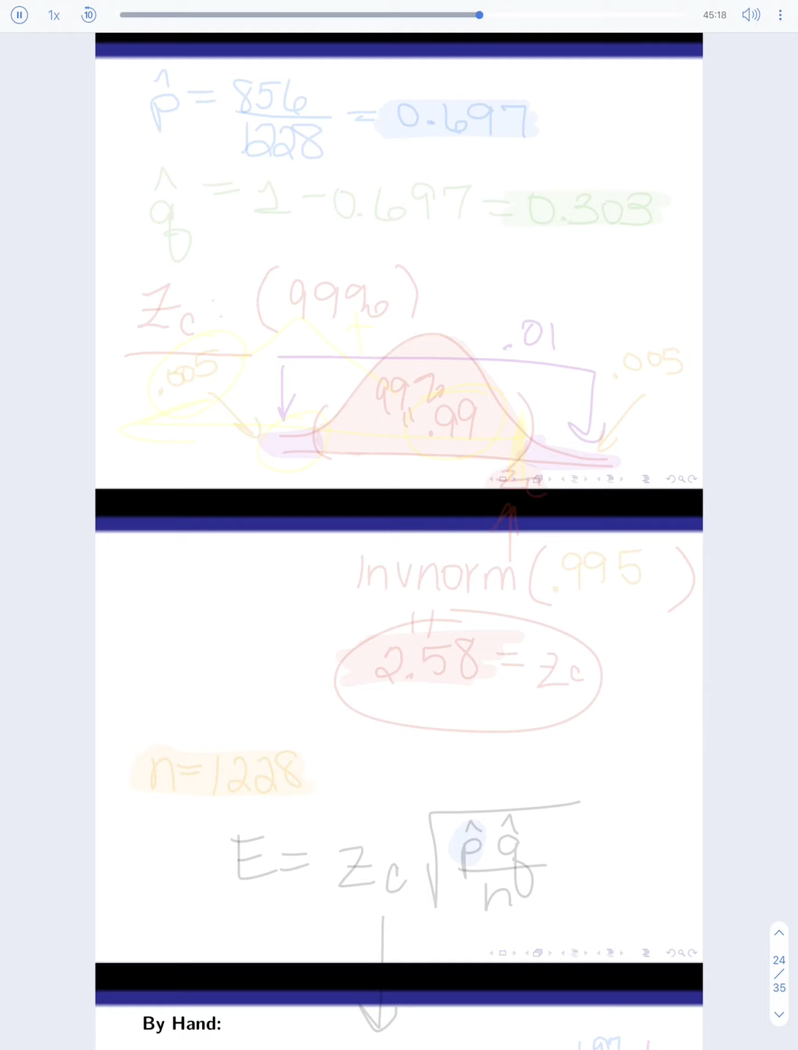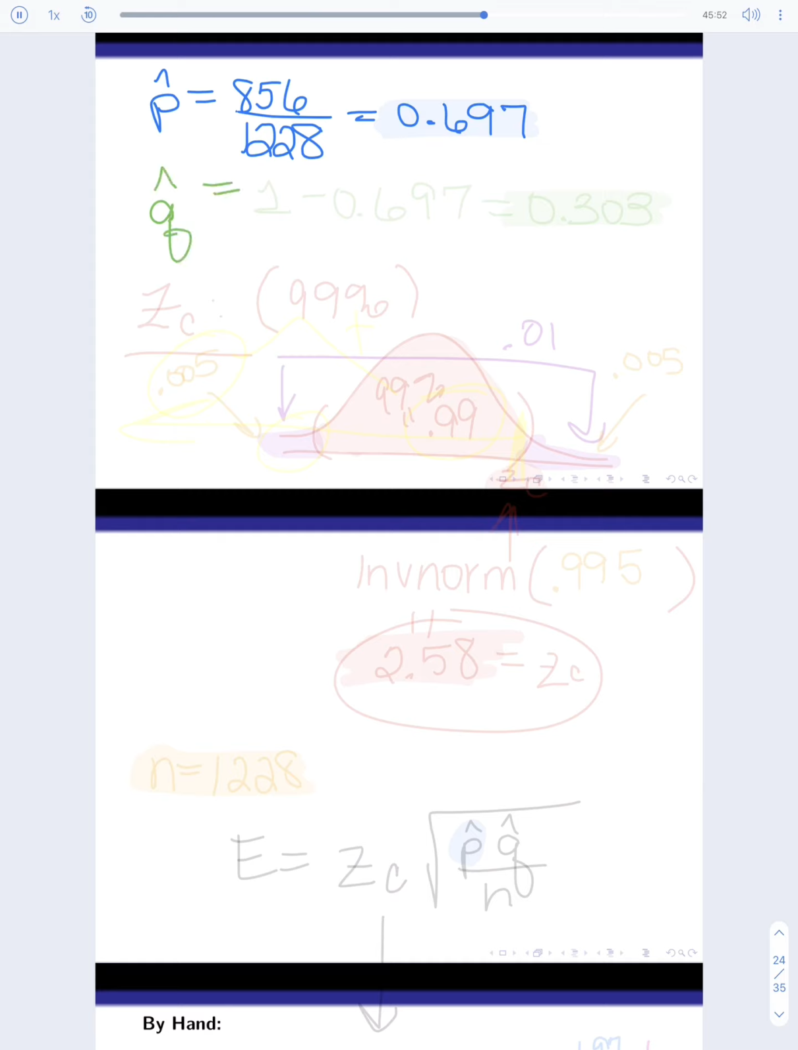We've already found our p-hat, which is the probability of success, which is 856 over 1228. If we're going to find a p-hat and a q-hat, we might as well turn that into a decimal. So let's go ahead and round that off, and we'll get 0.697.